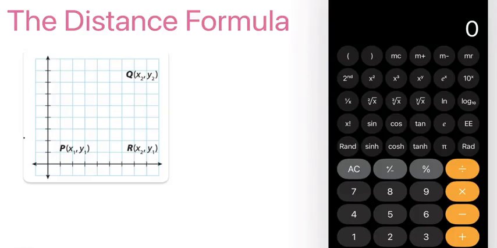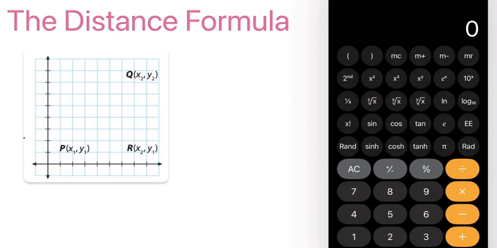So in a previous video, we talked about how to find the distance between 2 points using the Pythagorean theorem. And what we did in that video was we drew a line between our 2 points that created a diagonal. And then we used the Pythagorean theorem by drawing a right triangle.